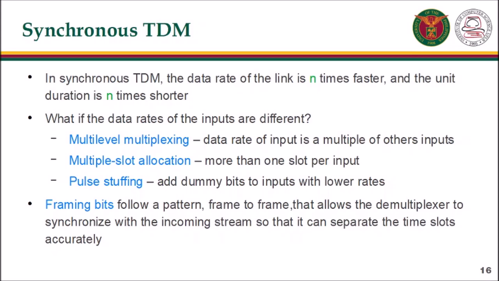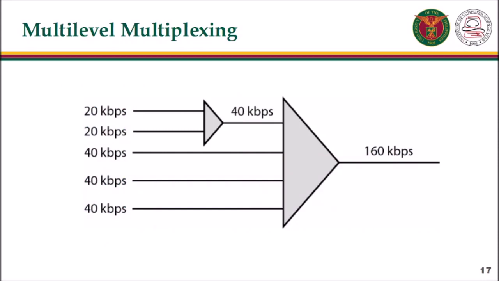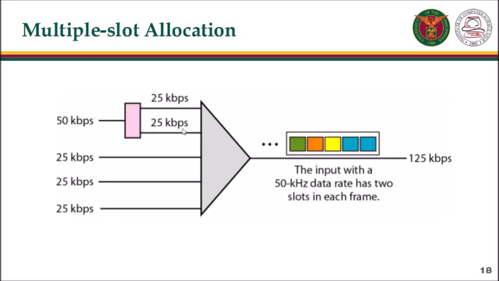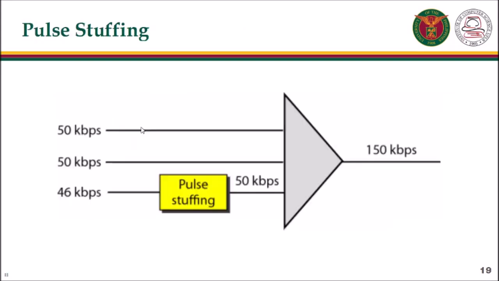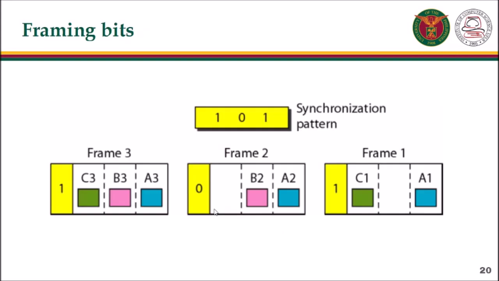Framing bits follow a pattern, frame to frame, that allows the demultiplexer to synchronize with the incoming stream so that it can separate the time slots accurately. Here, in multi-level multiplexing, we add the two inputs. In multiple slot allocation, we divide the input. In pulse stuffing, we add the dummy bits. Here are the framing bits.